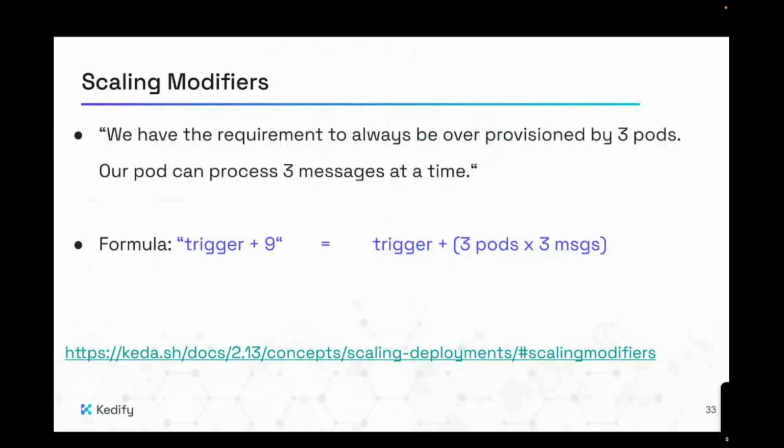One example, very simple and easy to understand, is this. This was an actual quote from a user. He asked me this question. We have this requirement to always be over-provisioned by 3 pods. Our single pod can process 3 messages at a time. How can I achieve that? So the answer was simple. Let's use scaling modifiers and use the formula trigger value plus 9. Why 9? Because 3 pods and 3 messages. So every time there is some kind of scaling, there are always three pods on top of it. Very simple, very powerful.